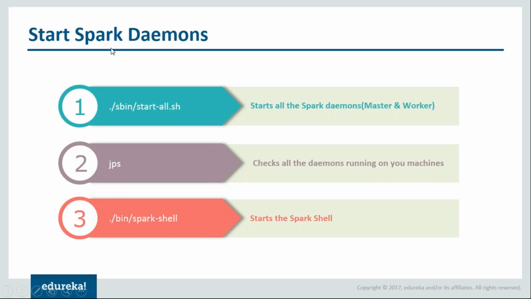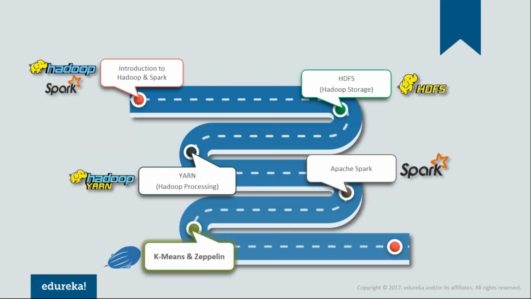These are the different commands to start the Spark daemons. They are very similar to the Hadoop commands to start the HDFS daemons. To start all the Spark daemons, the Spark daemons are master and worker. You can use JPS, just like Hadoop, to check if all the daemons are running on your machine. And in order to start the Spark shell, you can use this. You can go ahead and try this out. It's very similar to the Hadoop part that I showed you earlier, so I'm not going to do it again. We have seen Apache Spark, so now let us take a look at k-means and Zeppelin.